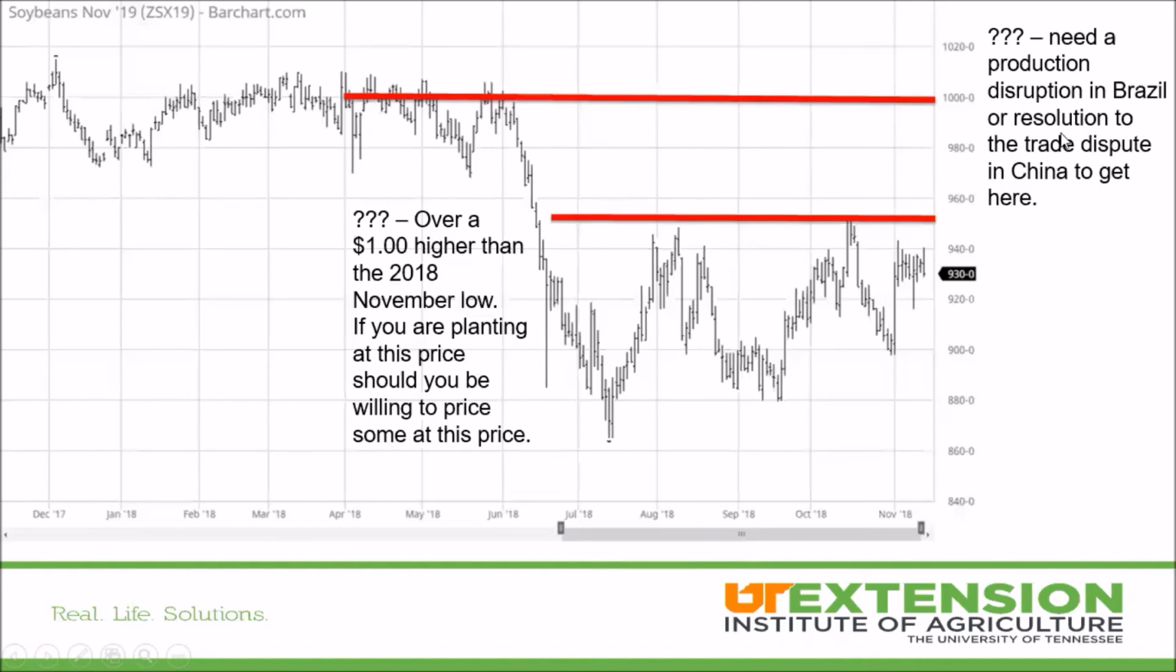Now, to get back up to this $10 threshold, which I know a lot of people will be looking at in terms of doing some pre-planting pricing, what would we need? We'd likely need some type of disruption down in Brazil and/or a trade resolution in China. So again, where you set that pricing target is kind of an individual decision, but as of right now, you can really have a wide range in terms of where you want to look at setting that price, but I do encourage people to look that far out as far as pricing some of the 2019 crop as we move into 2019.